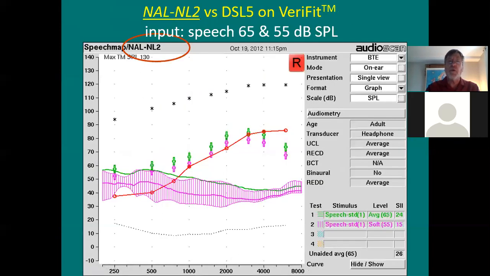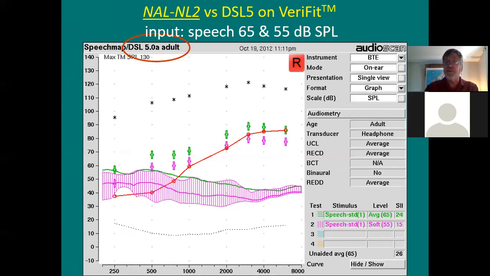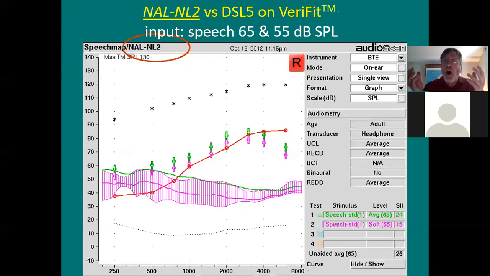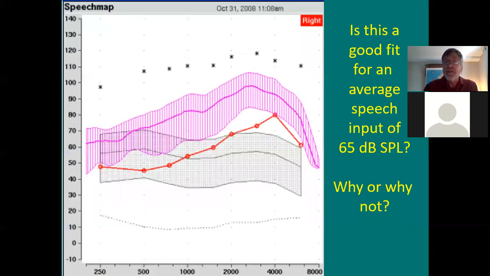NAL-2, whoa. DSL-5, NAL-2. I am only looking at DSL-5 and NAL-2, not at NAL-1 right now, because NAL-2 is more often used than NAL-1. NAL-2 is today's version of NAL-1. But the differences between DSL-5 for average and soft inputs, not a lot of difference, is there? Not really, especially when you factor in tweaking things to accommodate a particular client's desires, then those differences are automatically going to be small.